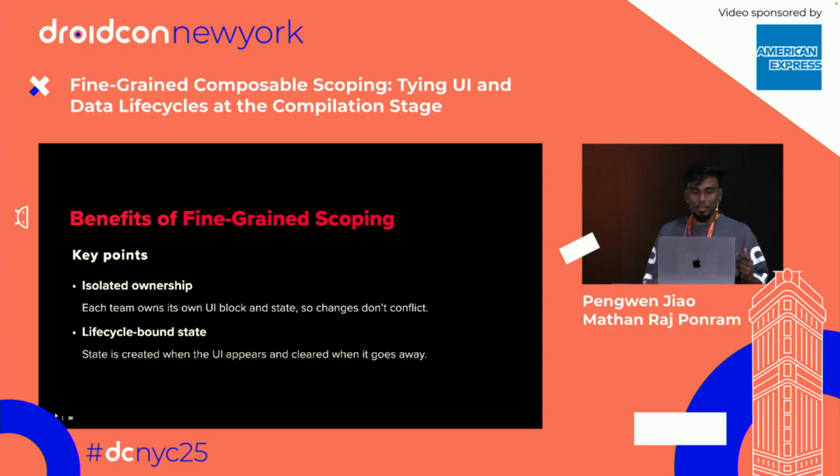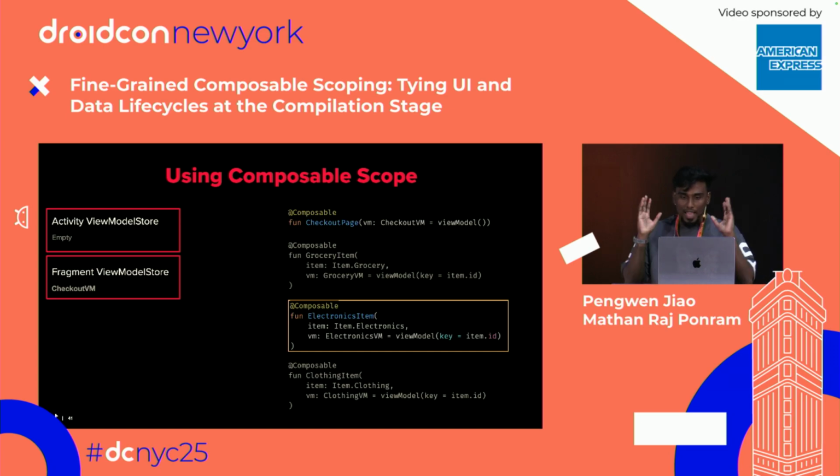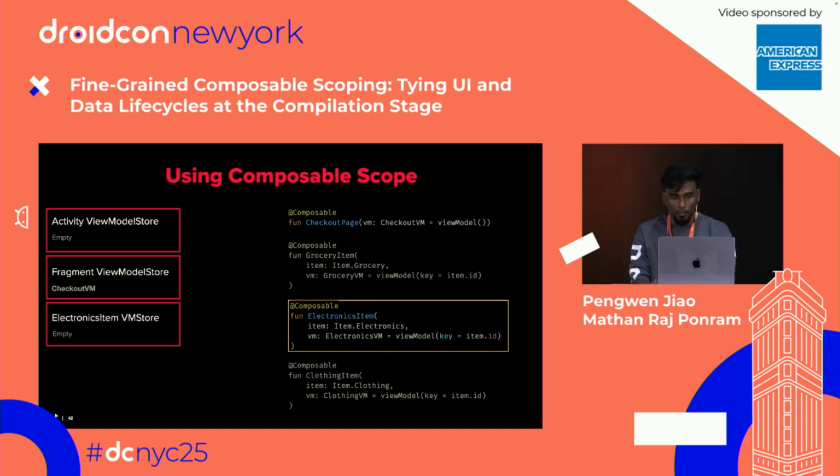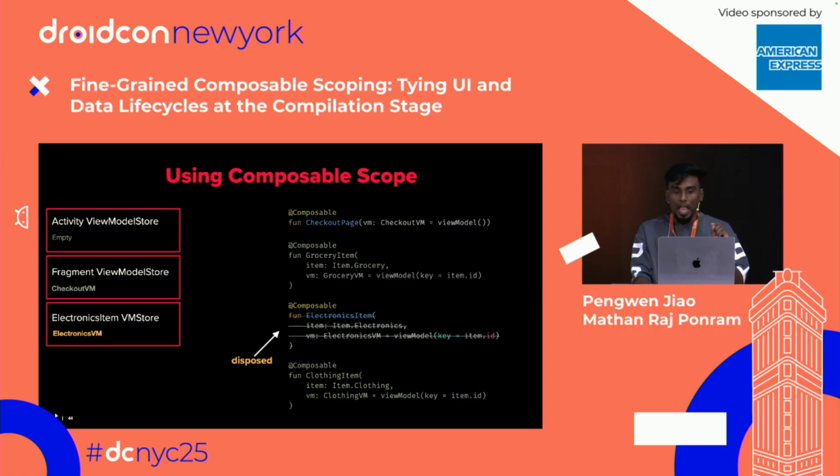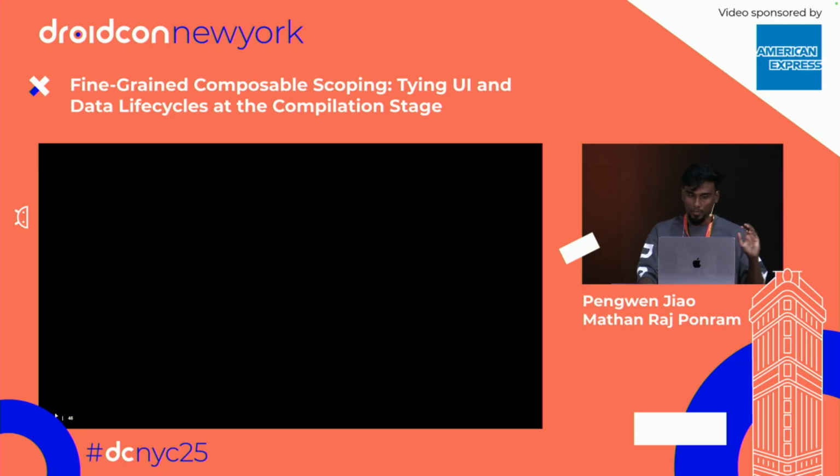And also it is bounded by the lifecycle, right? Whenever the UI appears, the view model gets created and the state also gets created. And whenever it's cleared, the state also gets cleared, likewise the view model, right? So this is probably what we want, right? What if we can make the electronics item a composable scope? That sounds interesting. So let's imagine that this electronics item is a composable scope. Probably it will create a view model store, and when the view model top level function gets executed, the view model gets created, right? And whenever the composable gets disposed from the compose tree, the view model gets cleared as well. So this is what we want.